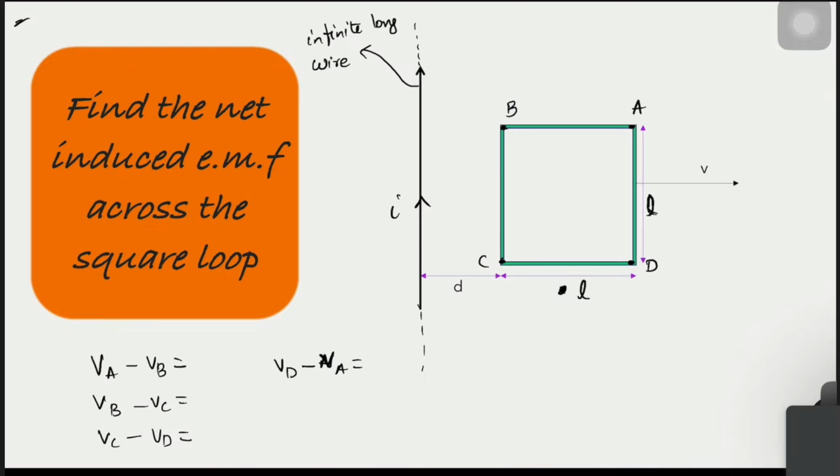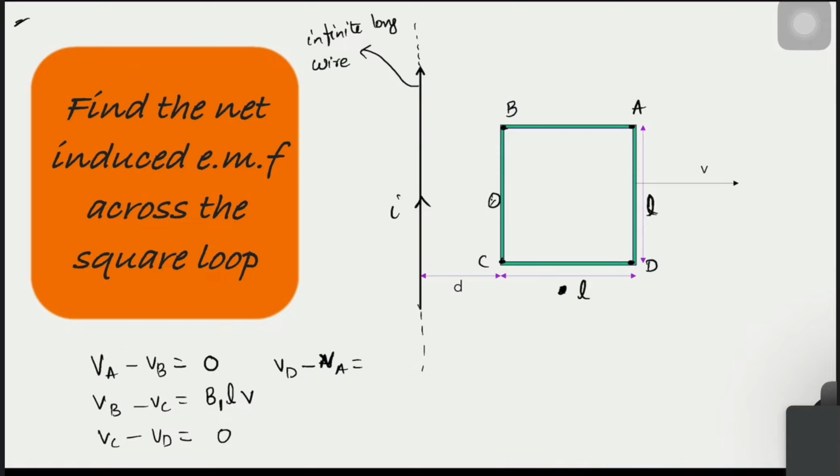So, yes. VA minus VB will be 0 and VC minus VD will be 0. So then VB minus VC I'll write as BLV, but B is not the same everywhere. So near the BC wire, let's say the magnetic field is B1. So it will be B1 LV, and what is the direction of the magnetic field?